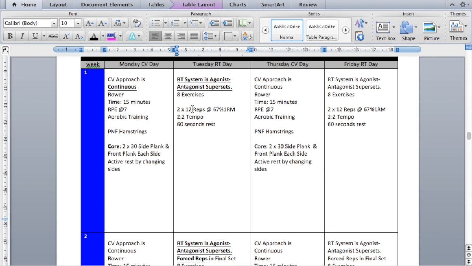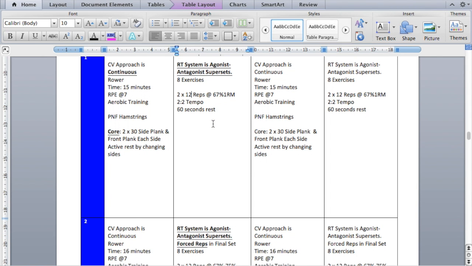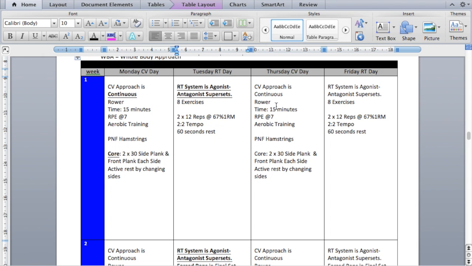There's 2 sets of 12 repetitions at 67% of the 1 rep max, a 2-to-2 tempo with 60 seconds rest. This cardiovascular training day, so Thursday, is literally exactly the same as day 1. So I can copy and paste that information into here, or if I'm writing it by hand, I could even write in this box, same as CV day 1. The same applies for the Friday, the resistance training day. I could have written in this box the same as day 2, or the same as Tuesday.